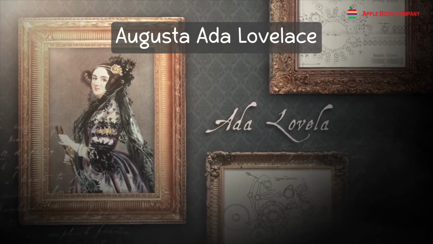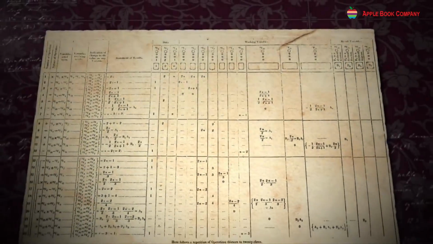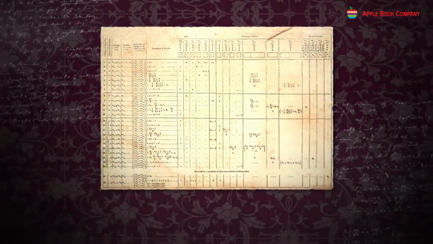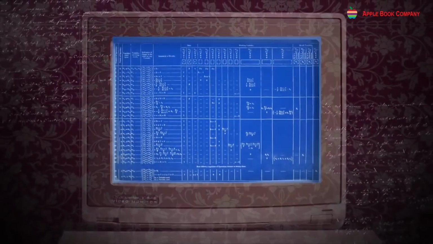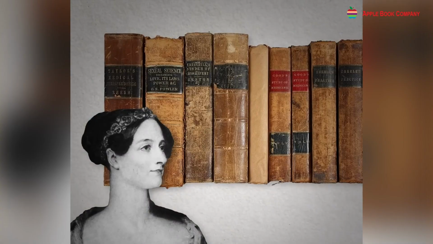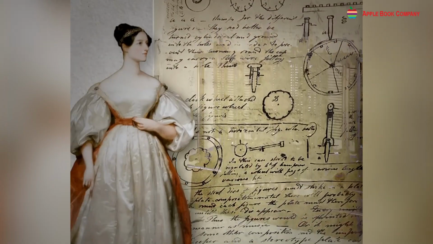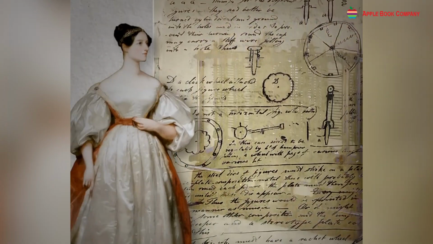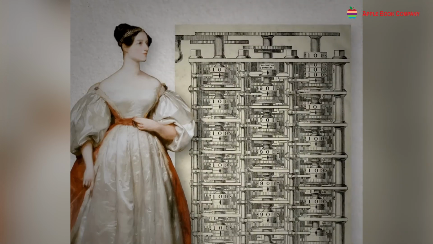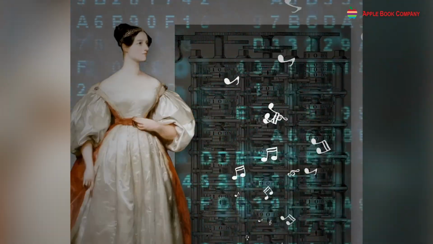Augusta Ada Lovelace. Augusta Ada Lovelace was a mathematician and writer who worked with Charles Babbage. She is considered the world's first computer programmer for writing an algorithm intended for the analytical engine. Her notes included what is now recognized as the first algorithm designed for implementation on a computer. Ada's visionary ideas went beyond calculations. She imagined computers performing tasks like composing music.